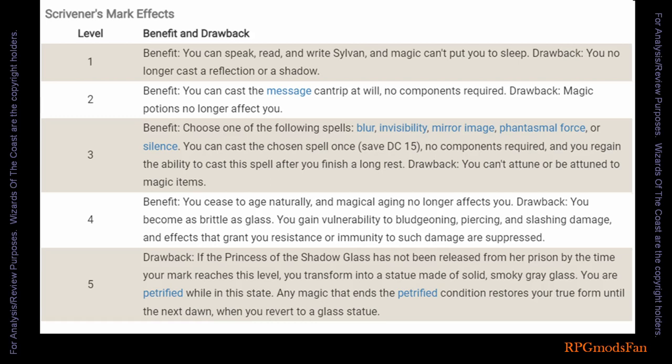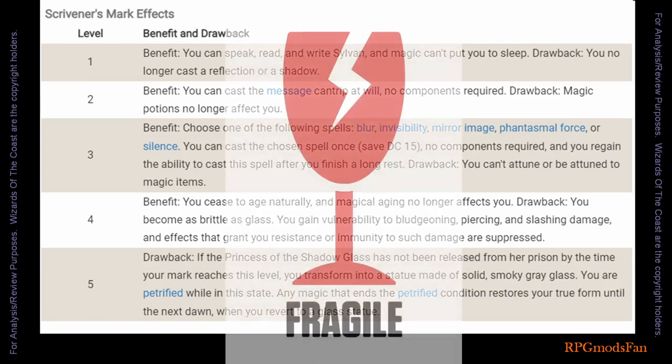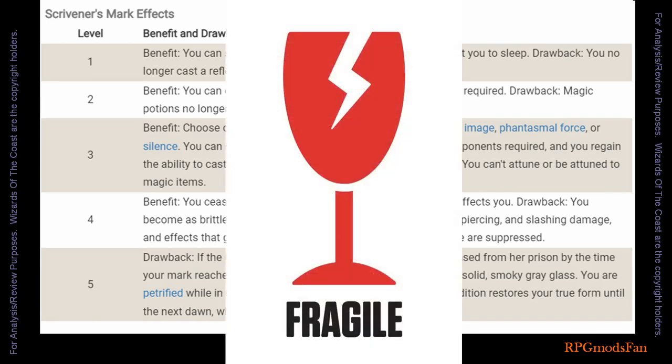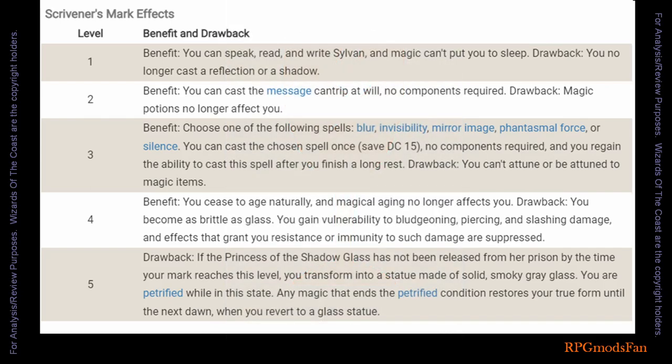Each drawback gets progressively worse. At level 2, the character can no longer use magic potions, including healing potions. At level 3, the character cannot attune to their magic items, weapons, or armor. At level 4, the character becomes brittle as glass, and is vulnerable to bludgeoning, piercing and slashing damage. Spells, such as Dispel Magic, Greater Restoration, and Remove Curse, are not powerful enough to remove the Scrivener's Mark.